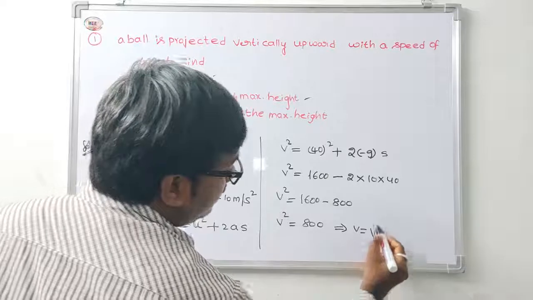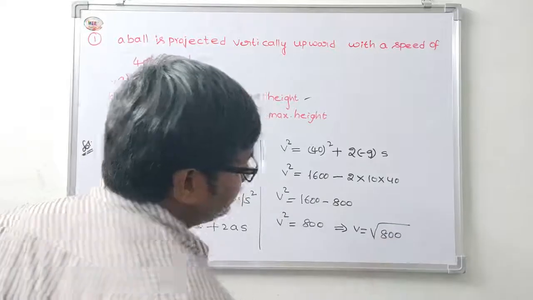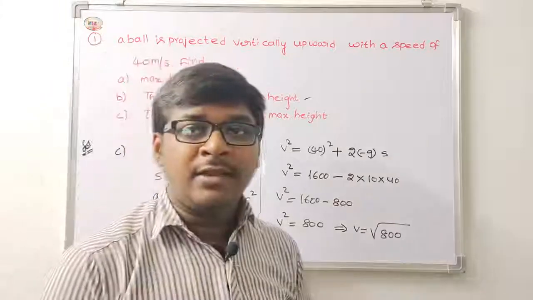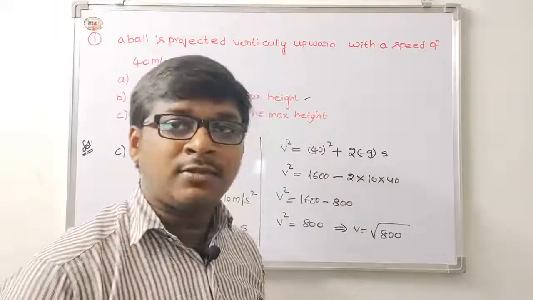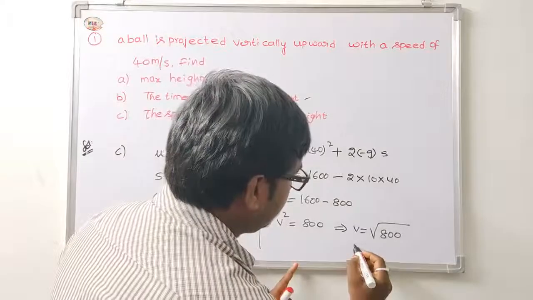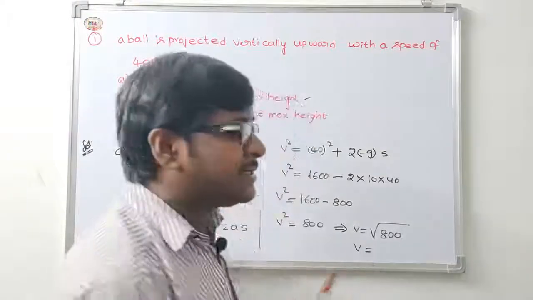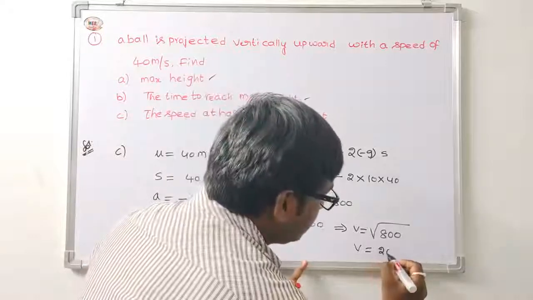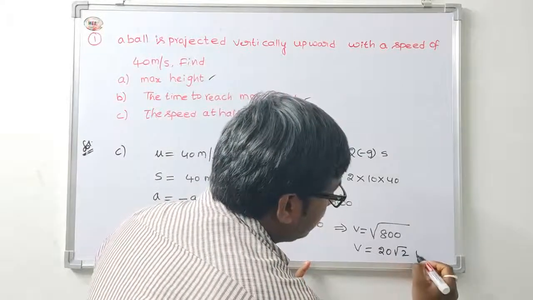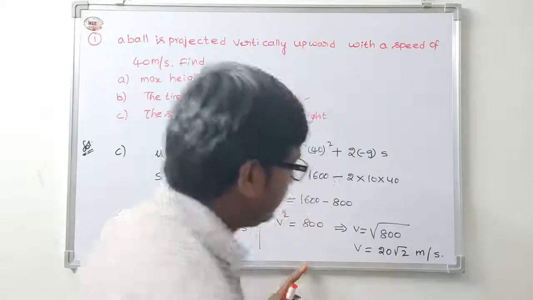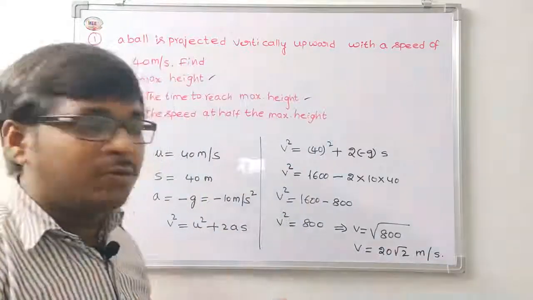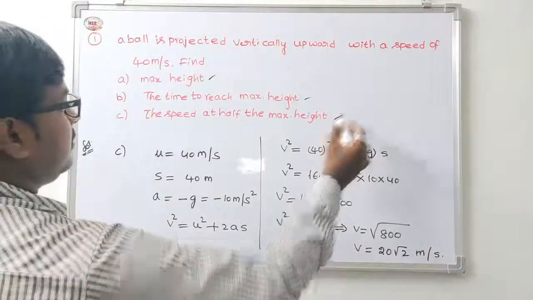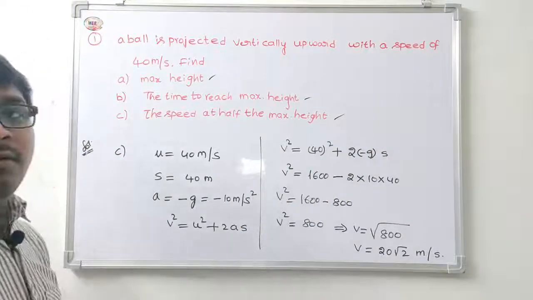v is equal to square root of 800. 800 is simplified as 400 into 2. So root of 400 is 20, so 20 root 2 meter per second. Then v is equal to 20 root 2 meter per second. So finally, C bit also finished.